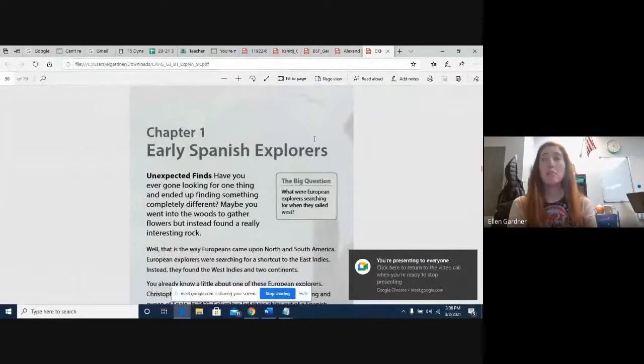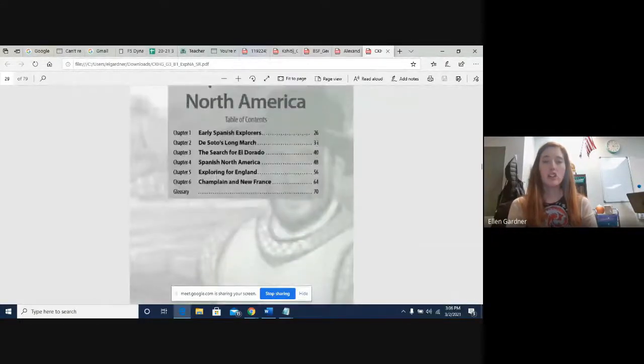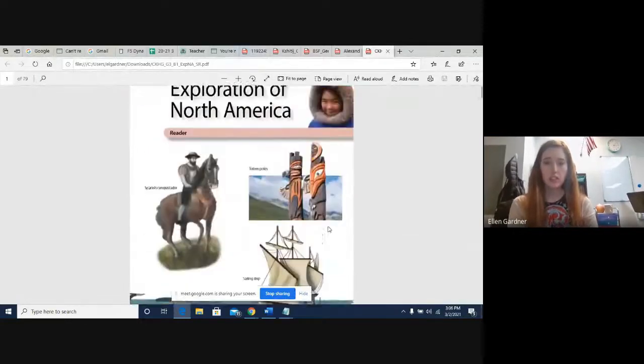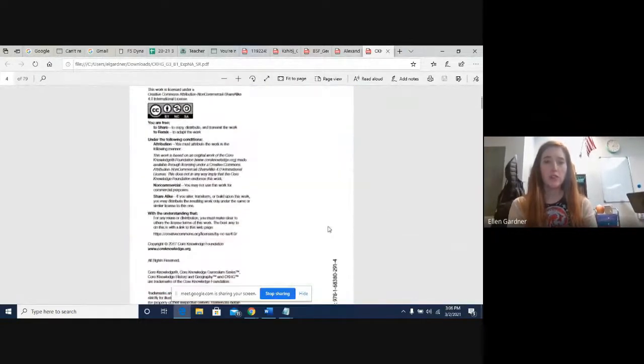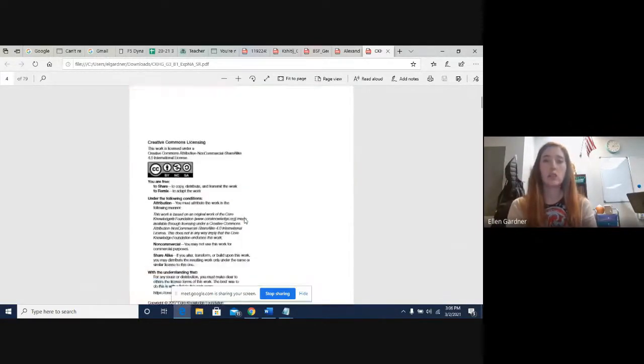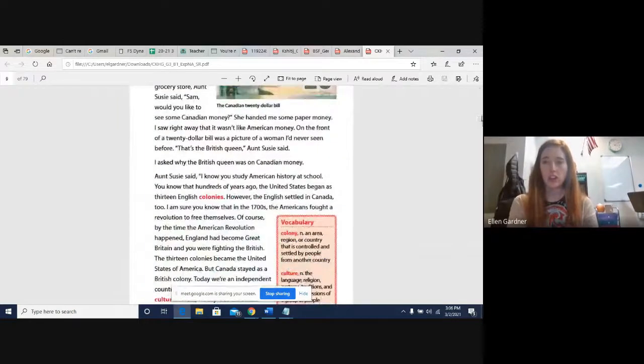Okay, the book that I have posted in Bright Thinker, by the way, starts off with a whole section on Canada. This Exploration of North America book has a section on Canada that we'll get to actually at the end of the year, and then it gets into Exploration of North America. So keep that in mind. We'll skip down to page 25 to actually start it.